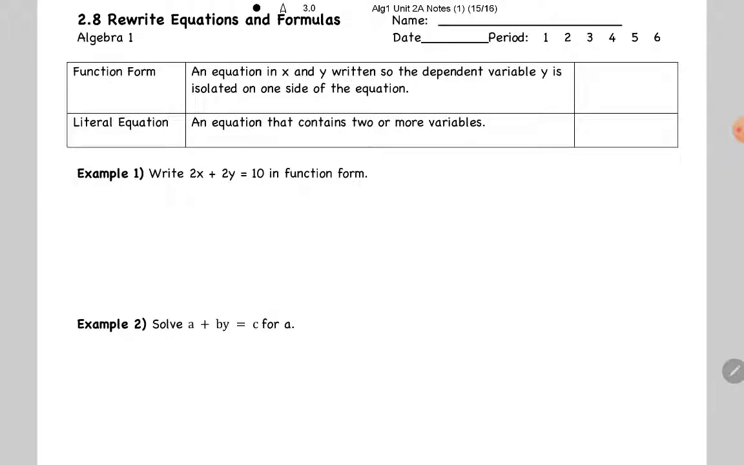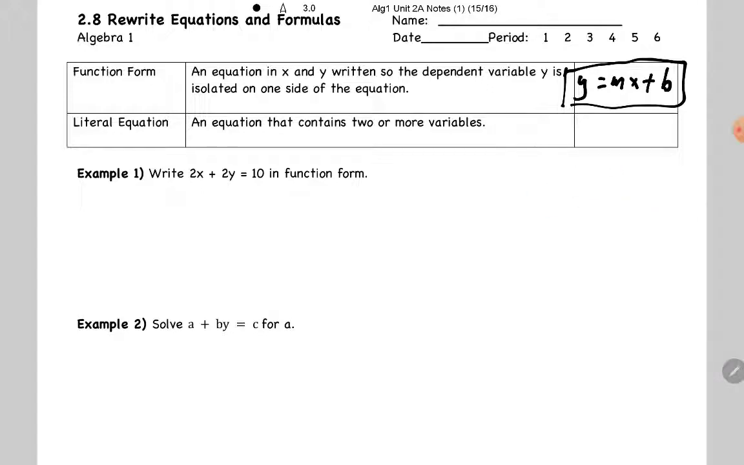Function form is an equation in x and y written so that the dependent variable y is isolated on one side of the equation. So it looks like this: y equals mx plus b, where m and b are just numbers, so m is being multiplied to the x and b is a constant. An example would be y equals 3x plus 5. So that would be function form. y is on one side.